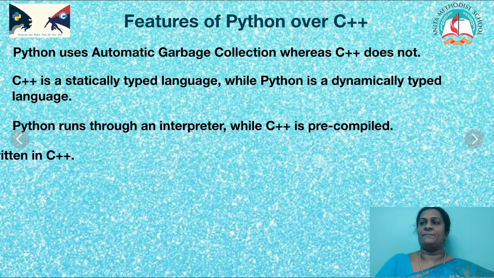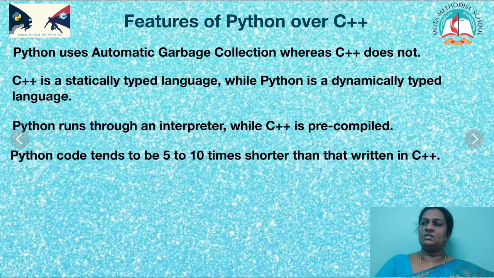Next, Python code tends to be 5 to 10 times shorter. When you compare the coding, as we saw in the advantages, Python coding is 5 to 10 times shorter than C++. We will be writing a long program in C++ to find a factorial or a Fibonacci series, but in Python it is only a 2-line coding. So even in Python, the coding is very little when you compare it with C++.